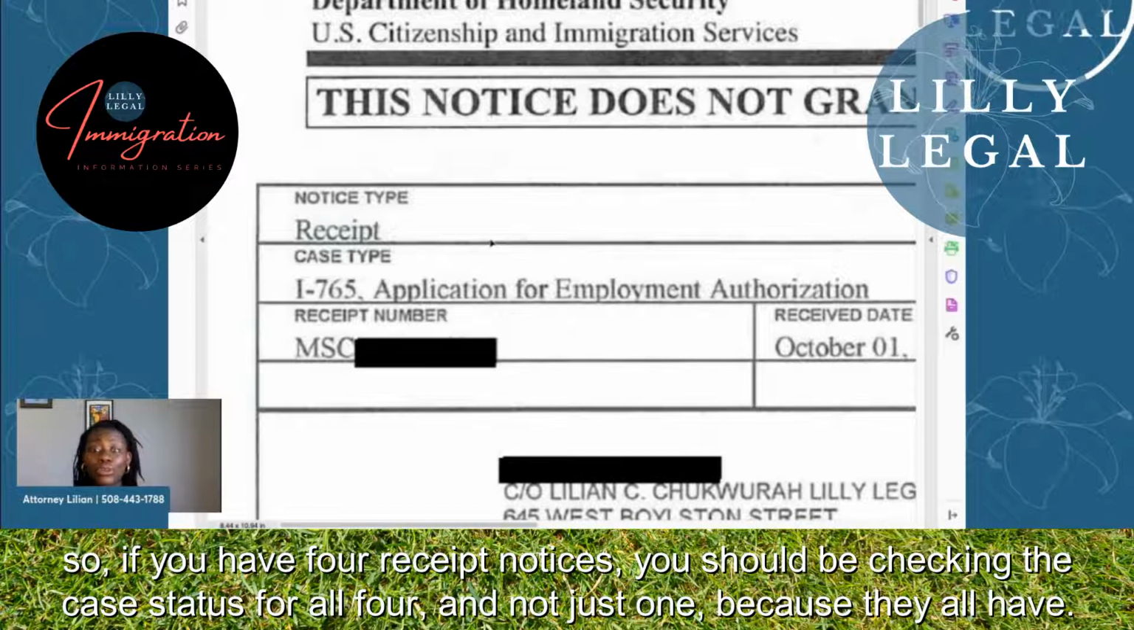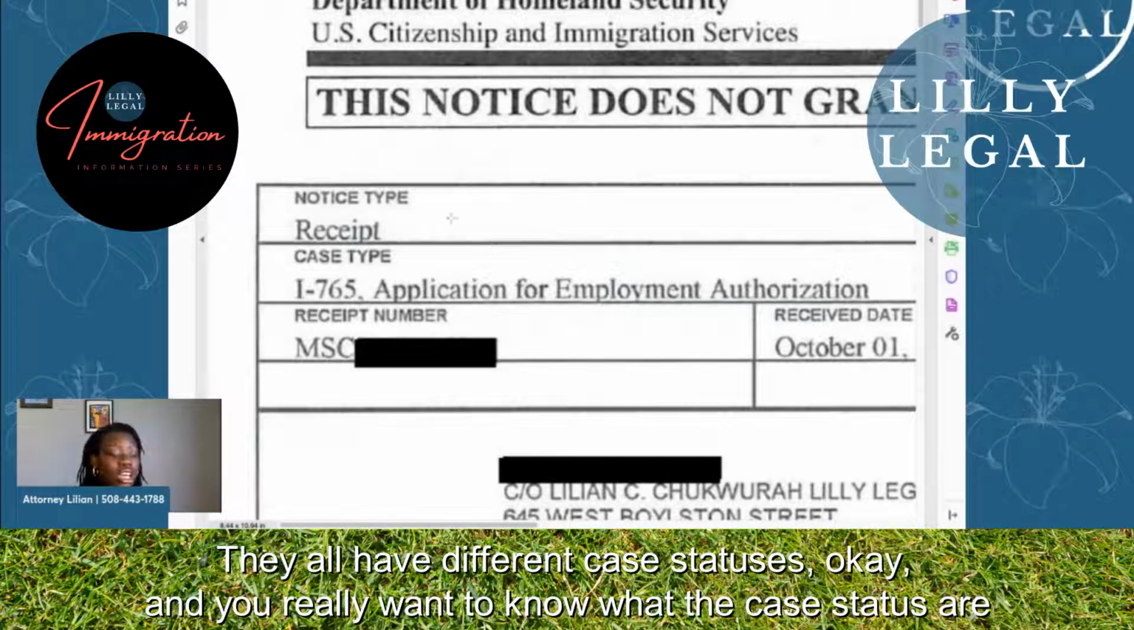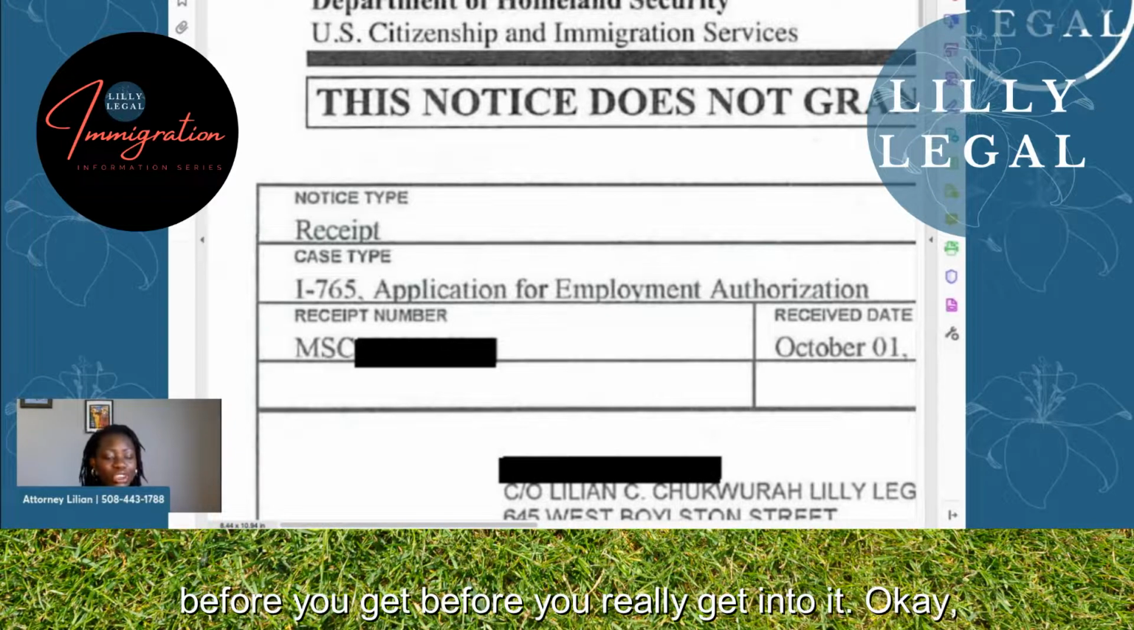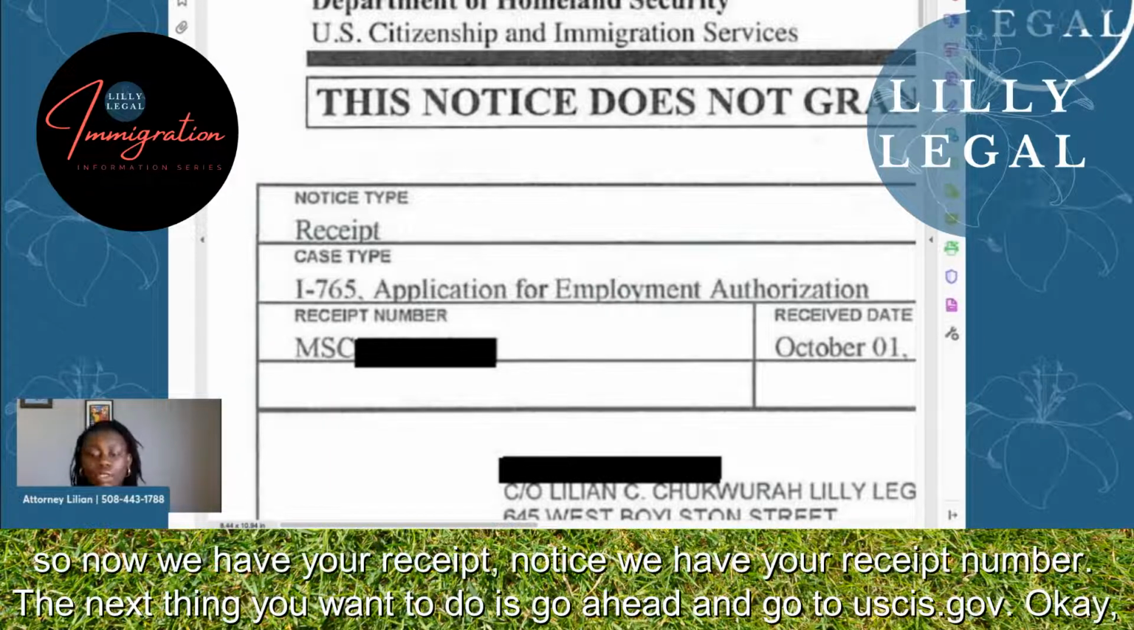So if you have 4 receipt notices, you should be checking the case status for all 4 and not just one, because they all have different case statuses. Okay, and you really want to know what all the case statuses are before you really get into it. Okay, so now we have your receipt notice, we have your receipt number.